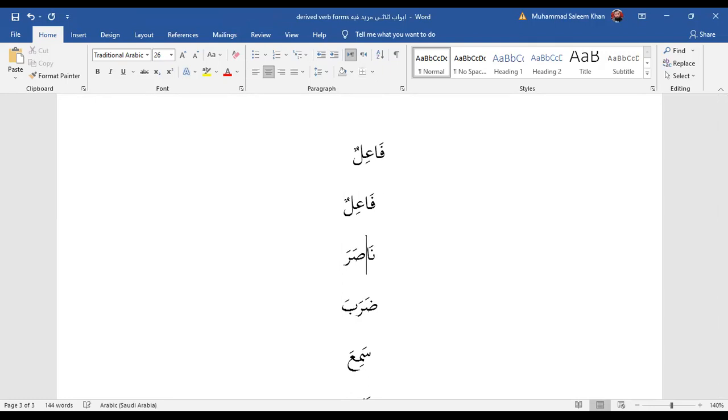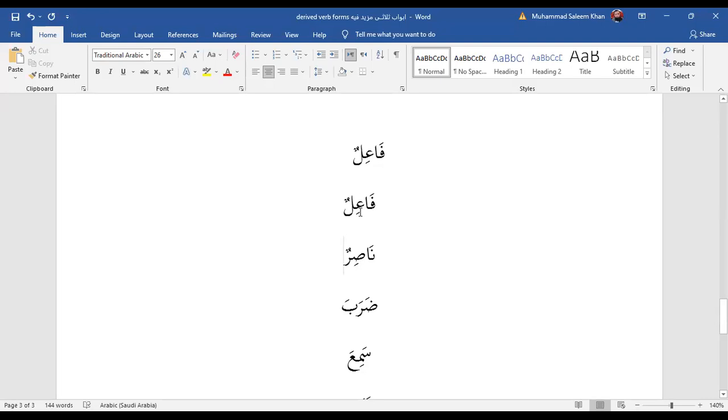Okay. Now similarly from nasara, if you want to make ismul fa'il, how will we make it? We only add alif, and then the sad will take kasra, and then the end will take tanween, so it becomes nasirun. Nasirun means the one who helps. Fa'ilun means the one who does an action, the one who performs an action.